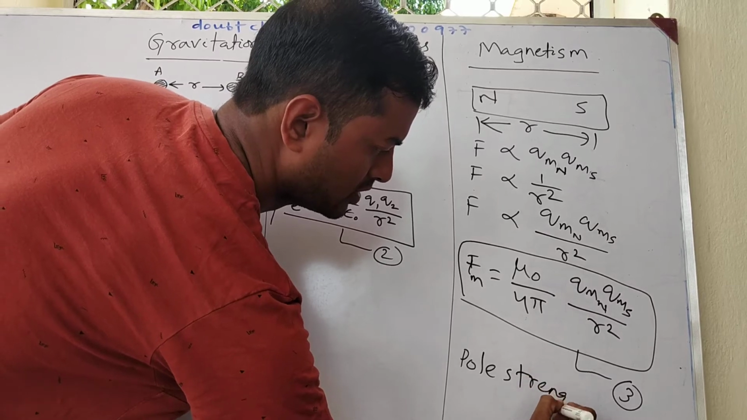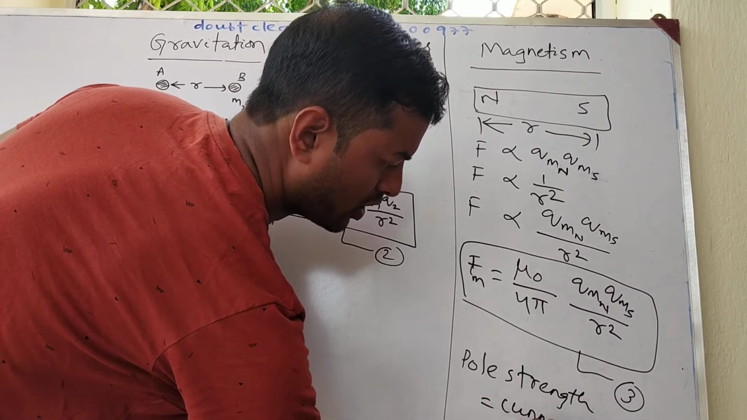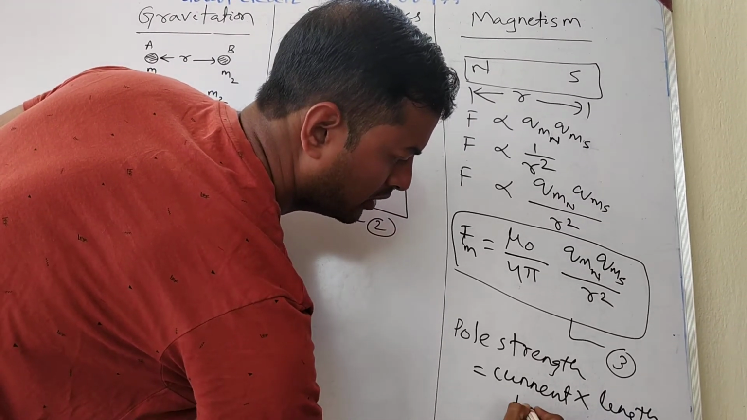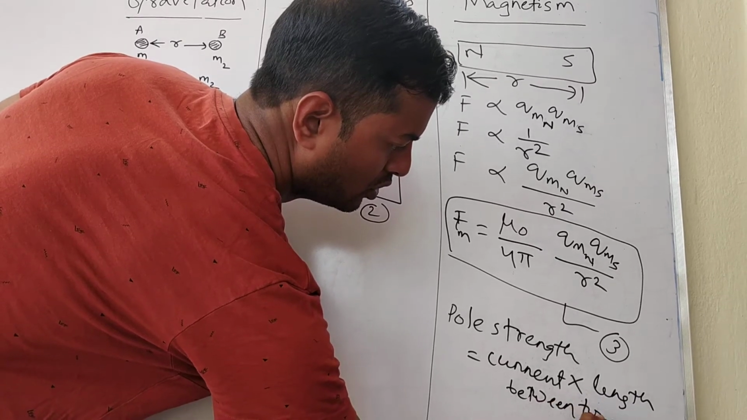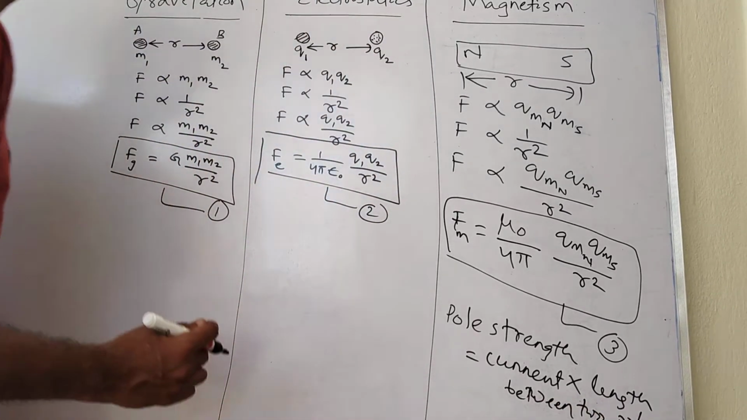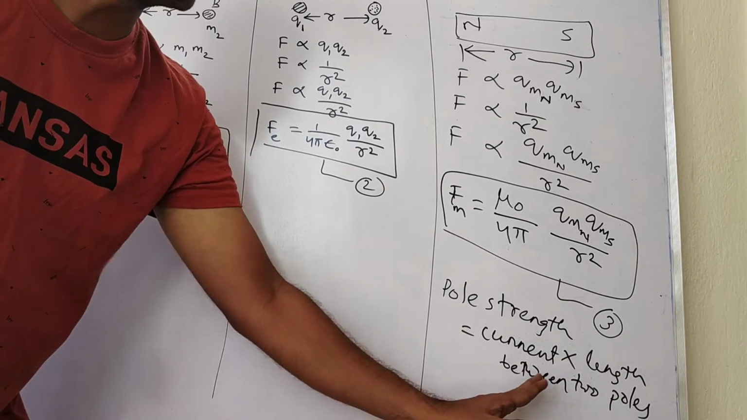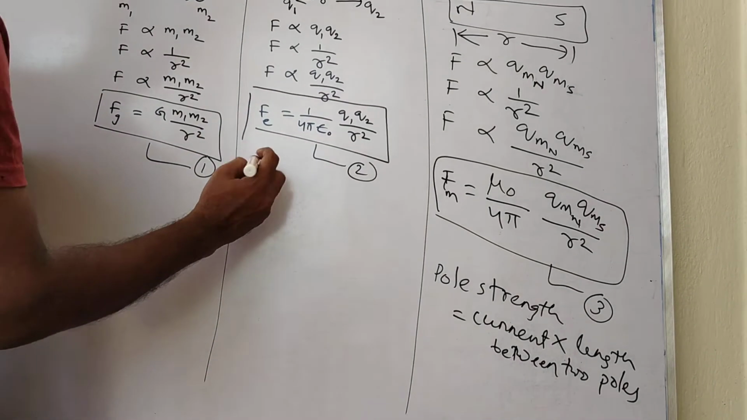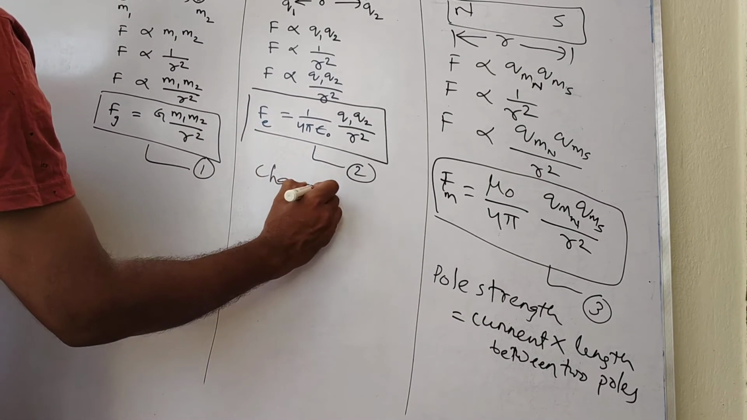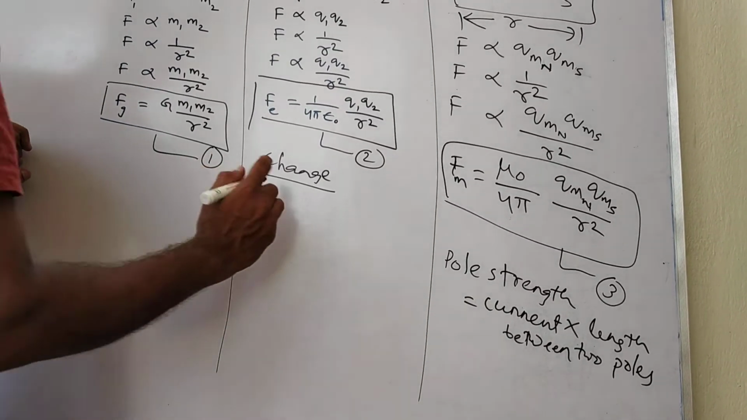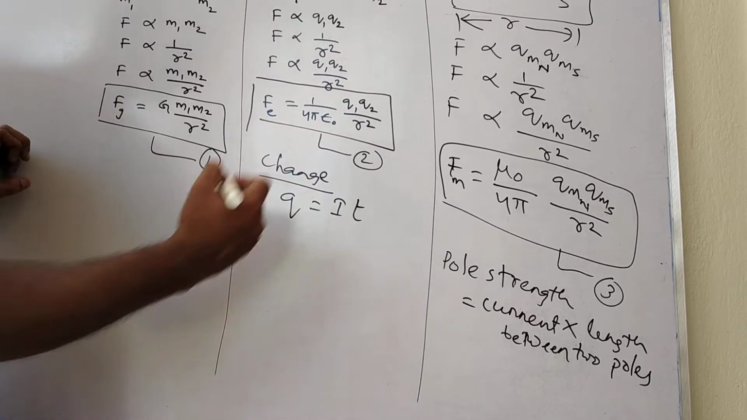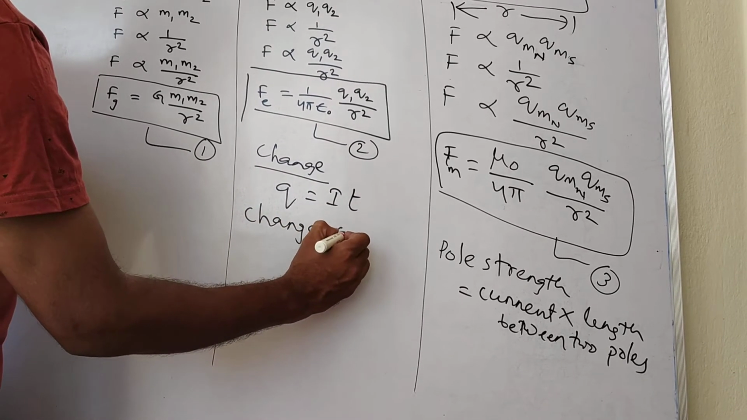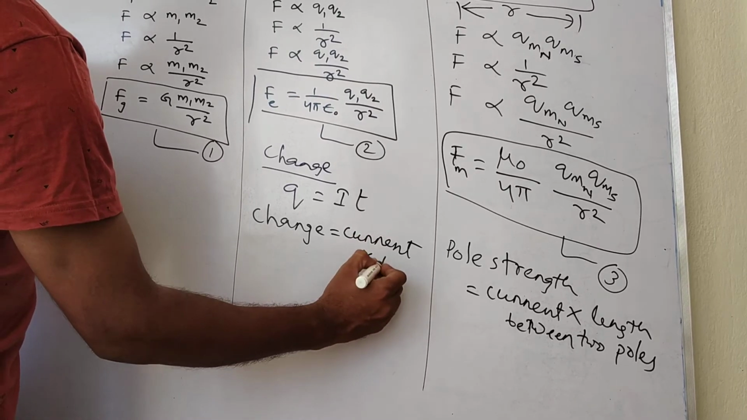Pole strength is defined as the product of current and the distance of separation between the two poles, that is your Qm. Charge is a very fundamental quantity, but it is not considered a fundamental quantity because charge Q equals I T, where I is current and T is time. So I can write charge equals current into time.